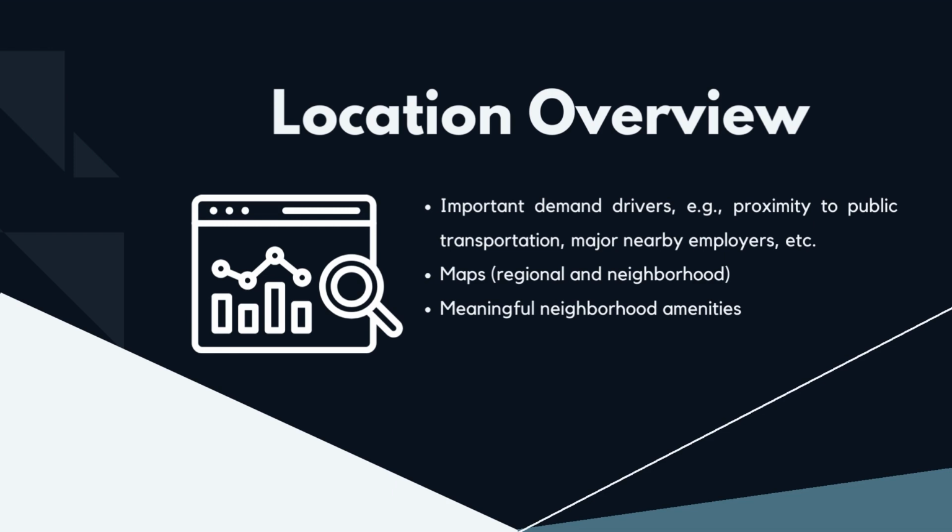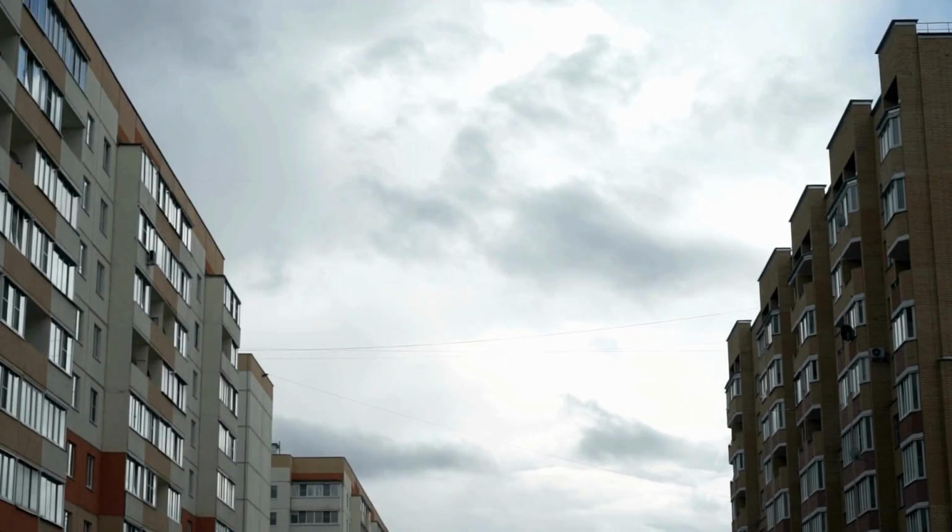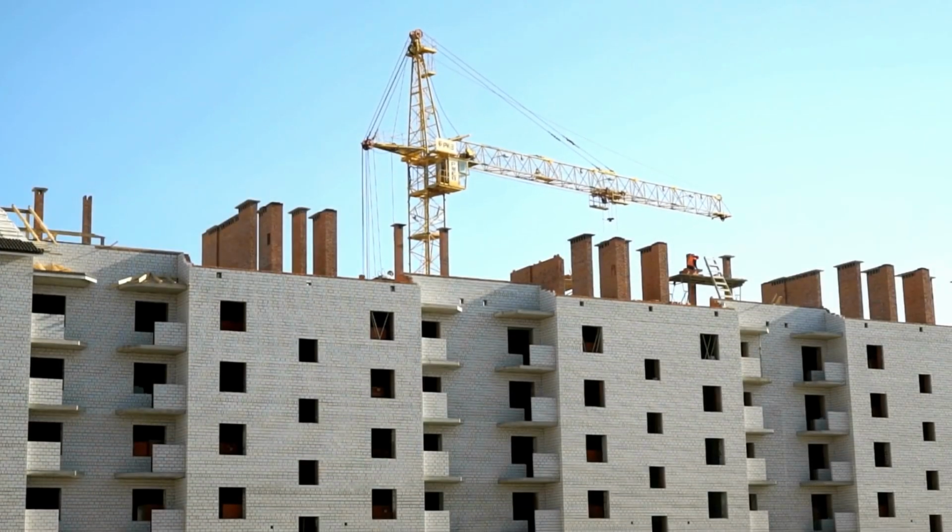The seventh section should be a market overview. This should be the demand metrics, tenants in the marketplace of commercial, population growth, etc. Rent vacancy stats, rent comps, maps of those comps, sales comps with a map, and development pipeline. For example, if it's a multifamily, what other multifamily construction projects are going on in the immediate area and the surrounding area.